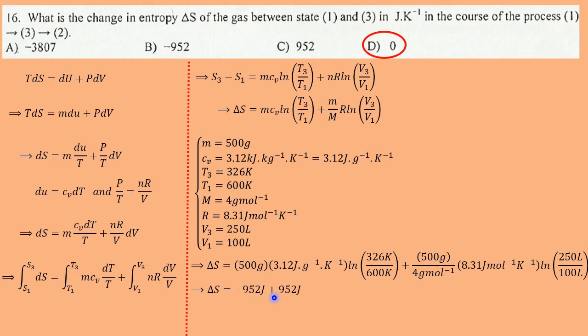Now when we evaluate each of the terms separately, that is, we evaluate 500 grams times 3.12 times the natural log of 326 on 600 first, we have minus 952. Then when we evaluate the other term here, we're going to have 952 joules. So that gives us delta S equal to 0 joules. So this actually tells us that the change in entropy between state 1 and 3 is 0 joules.